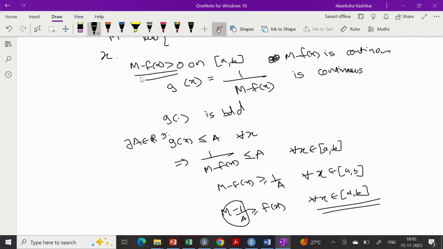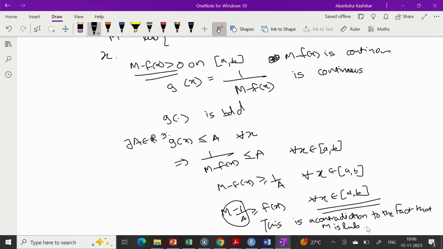But just now we defined M as the least upper bound, and M minus 1 by a is smaller, because we said g is positive and hence a is positive. So M minus 1 by a is smaller than M, and that becomes an upper bound, which is a contradiction to the fact that M is the LUB. So M must be equal to f(x) for some x.